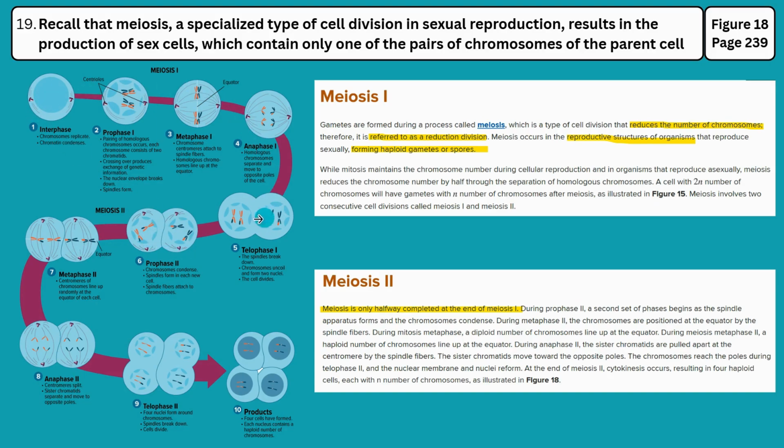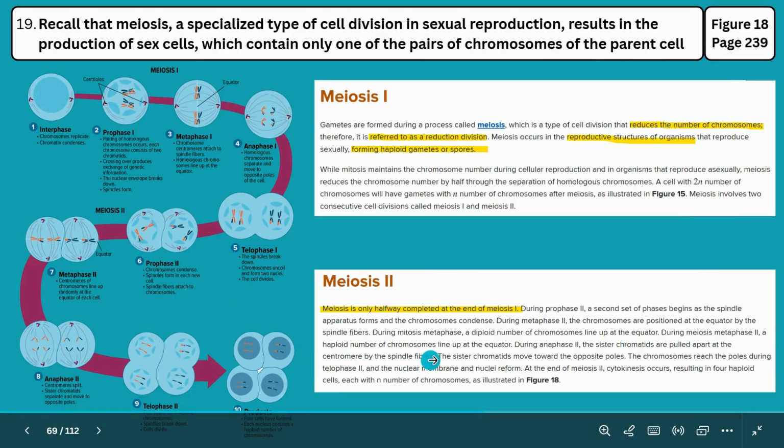In meiosis 1 there was one cell, here there are two cells. Now after telophase 1, during metaphase 2 the chromosomes are in the middle, at the equator. During metaphase 2, a haploid number of chromosomes line up at the equator. During anaphase 2, the sister chromatids are pulled apart. Here the sister chromatids are pulled apart by the spindle fibers and move towards opposite poles, and then telophase, the same thing, and then cytokinesis, and four cells are formed.